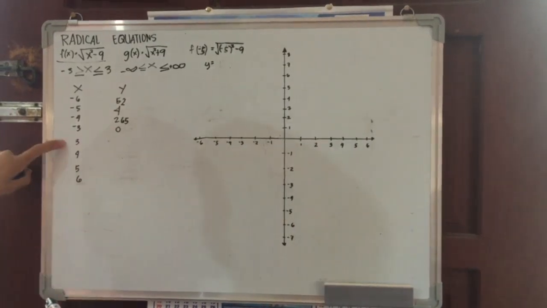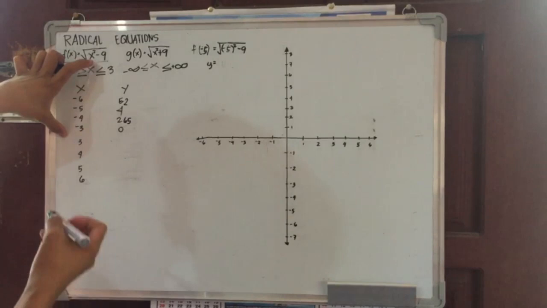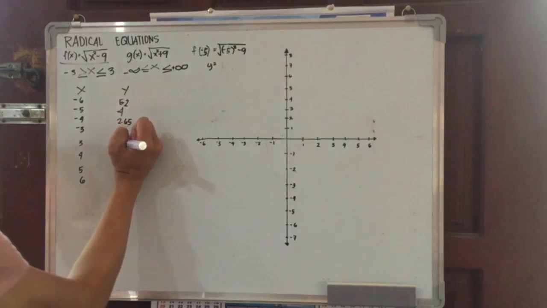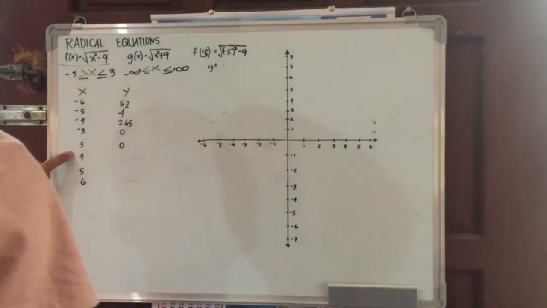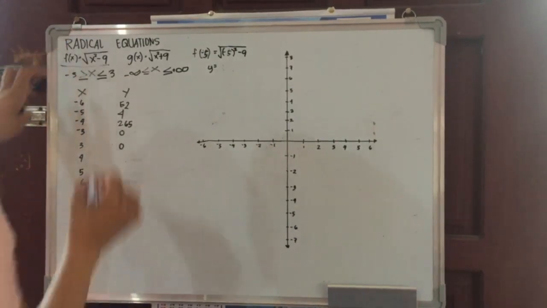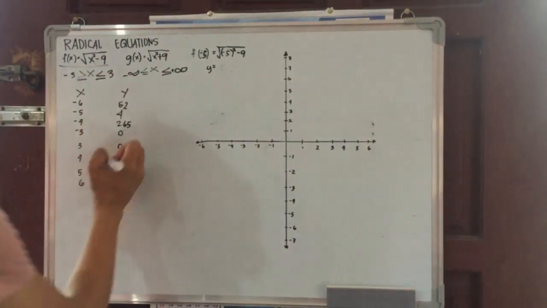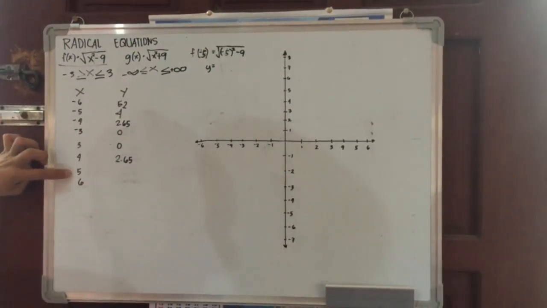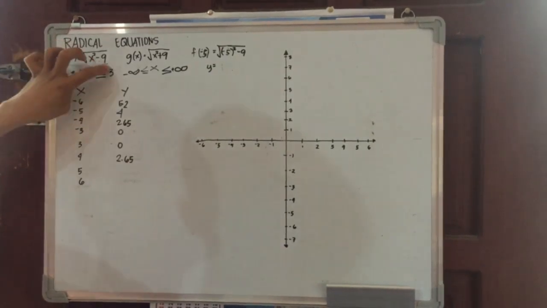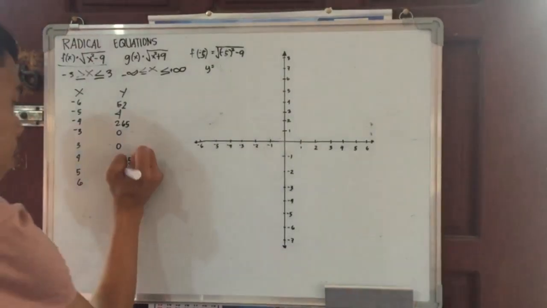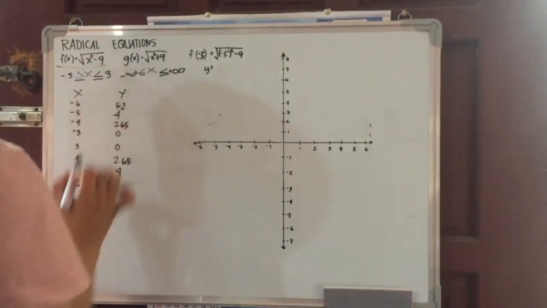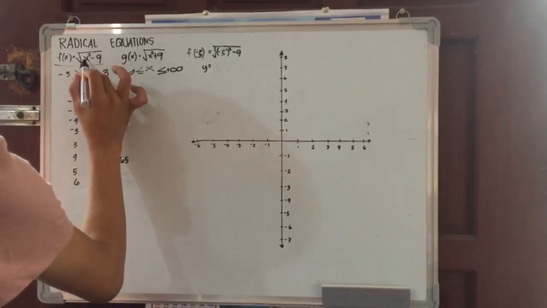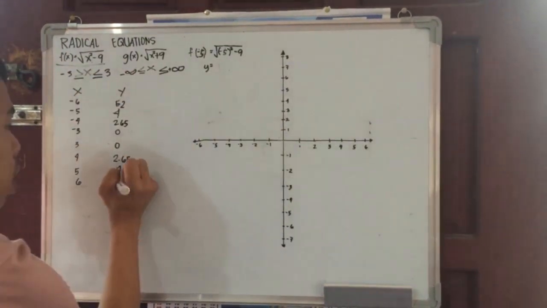Let's start with positive 3. The square root of positive 3 squared minus 9 is also equal to 0. For 4, the square root of 4 squared minus 9 is equal to 2.65. Next is 5. The square root of 5 squared minus 9 is equal to 4. Our last value for x is 6. The square root of 6 squared minus 9 will be equal to 5.2.